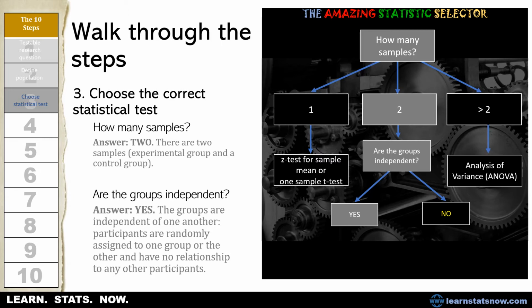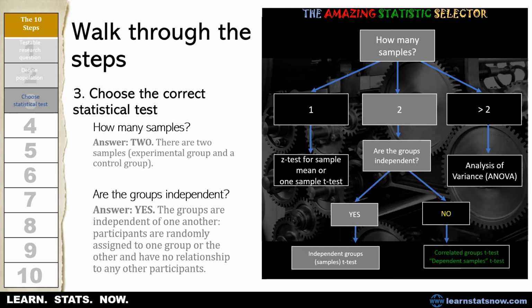Well, if the answer is yes, that means we're going to run an independent groups or independent samples t-test, which means the same thing. If the answer is no, then we would run what's called a correlated groups t-test, which in some textbooks is referred to as the dependent samples t-test as well, meaning the same thing.